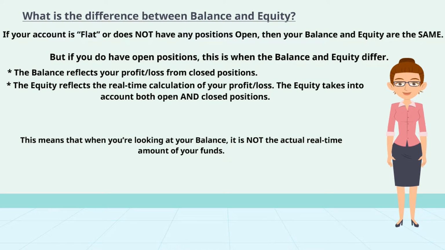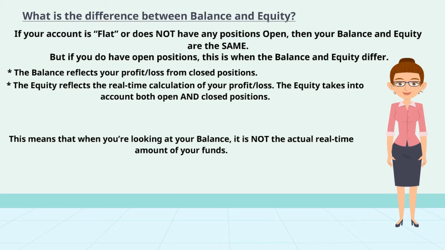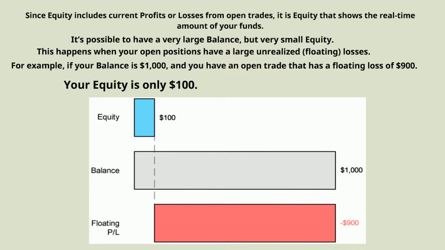The balance reflects your profit or loss from closed positions. The equity reflects the real-time calculation of your profit or loss. The equity takes into account both open and closed positions. This means that when you're looking at your balance, it is not the actual real-time amount of your funds. Since equity includes current profits or losses from open trades, it is equity that shows the real-time amount of your funds.